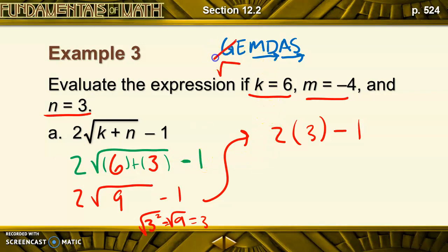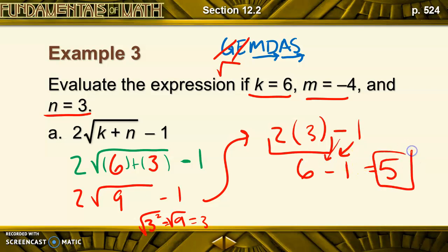Now, order of operations. Do we have any multiplication or division? I would say, yeah. I can multiply 2 times 3 is 6, and 6 minus 1, because I can't forget these guys, 6 minus 1 is 5. All right. Cool? Cool. All right, so we're just taking it one step at a time.